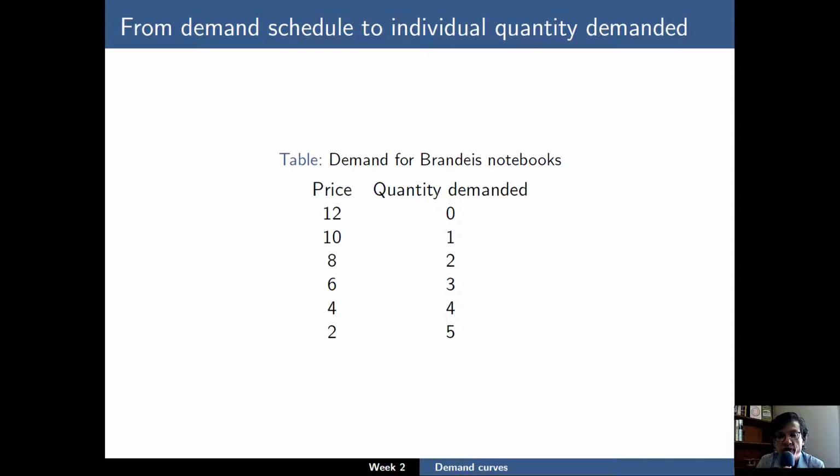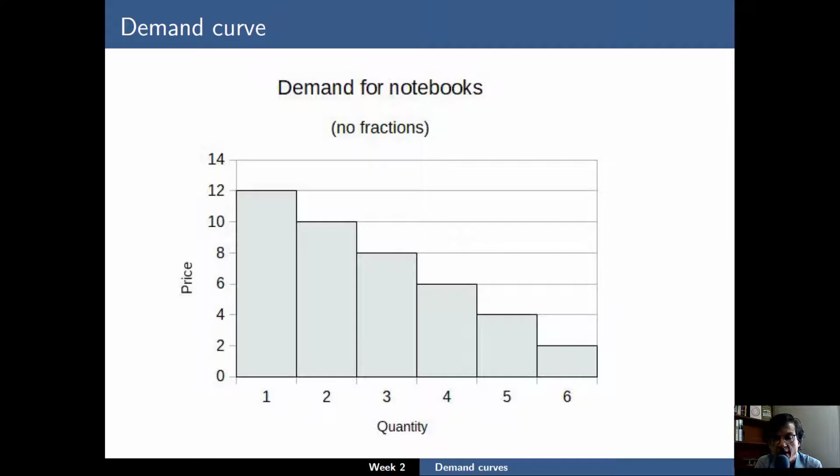Now, we used this example previously in our video on individual demand. This is the demand for Brandeis notebooks, and here's the demand schedule for the demand for Brandeis notebooks. And what we can do is represent that on a graph. Here's a graph where we've graphed the demand for notebooks versus the price. And what you'll see here is that price is on the y-axis and quantity demanded is on the x-axis.